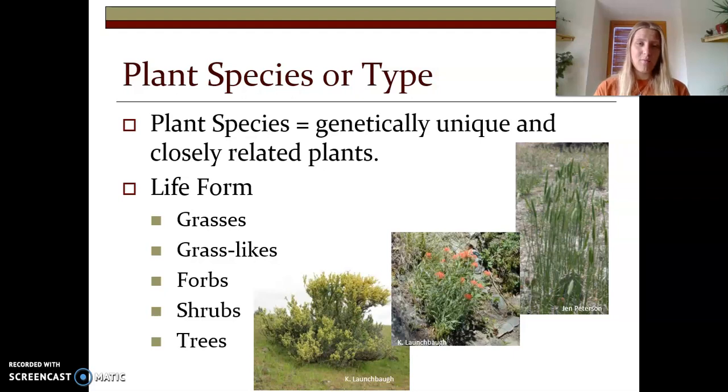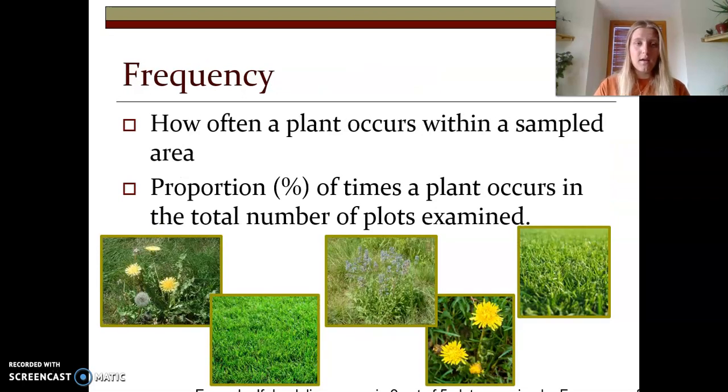Plant species or types. So plant species are genetically unique and closely related. There's grasses, grass-likes, forbs, shrubs, trees. There's all sorts of different types of life forms that we need to look at and consider.